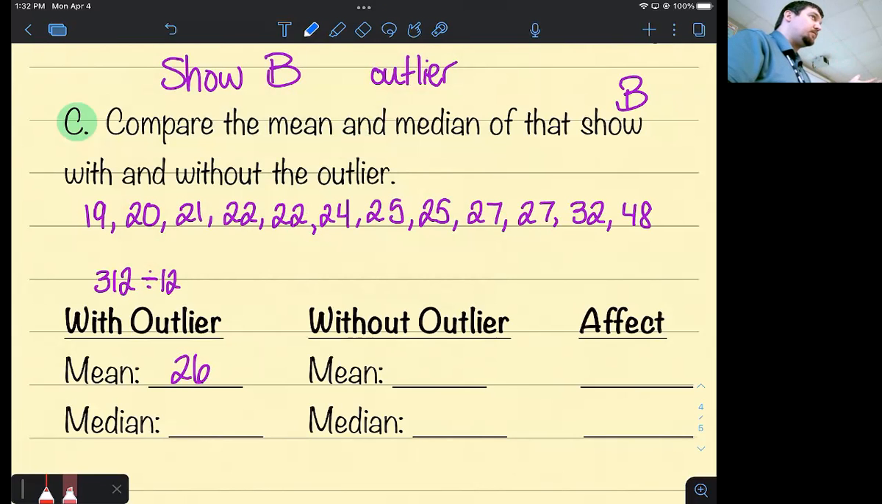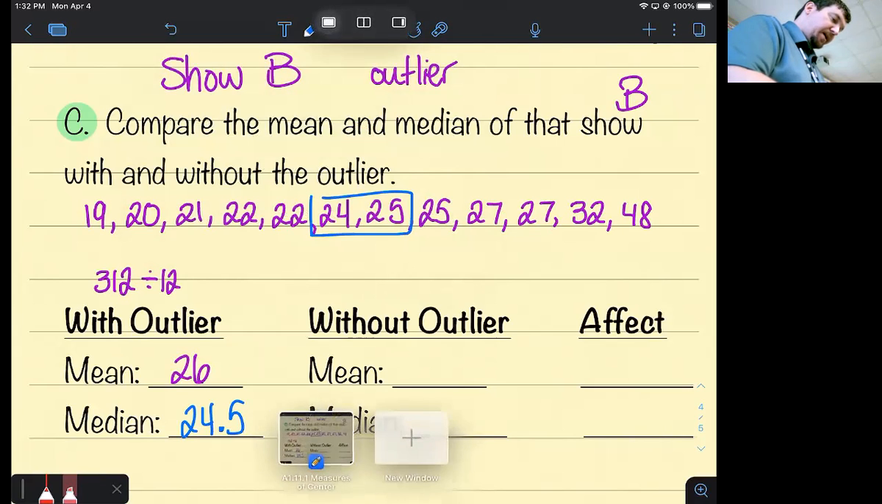The median, since there are 12 numbers, I can expect how many numbers to be in the middle? 2, because there's an even number of them. Those numbers are going to be 24 and 25. And what's the average of 24 and 25? Xander? 24 and a half, exactly. So my median is 24.5. So right now they are 1.5 units apart. Let's see if that changes when we take the outlier out.